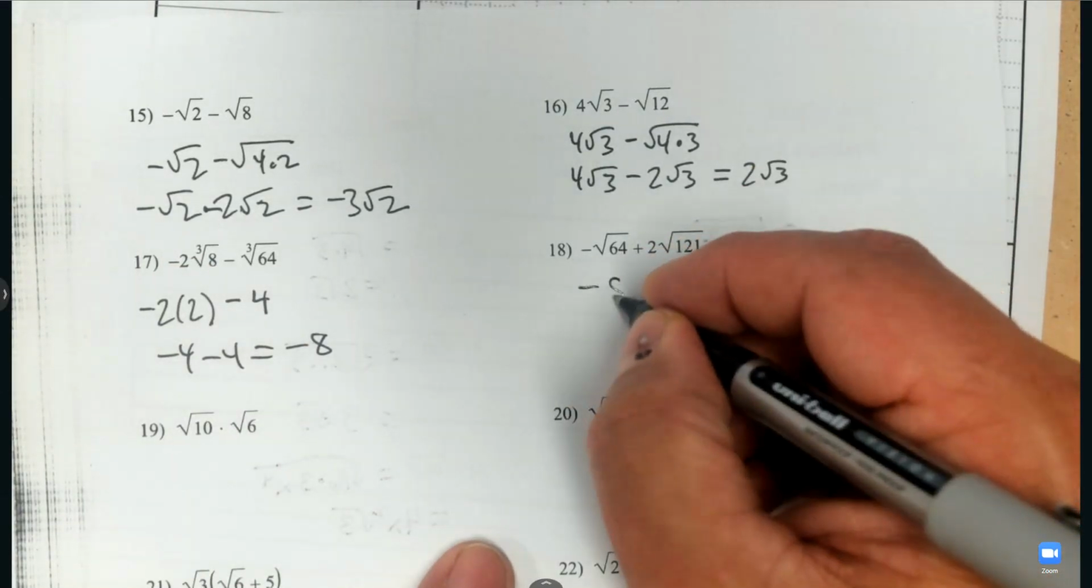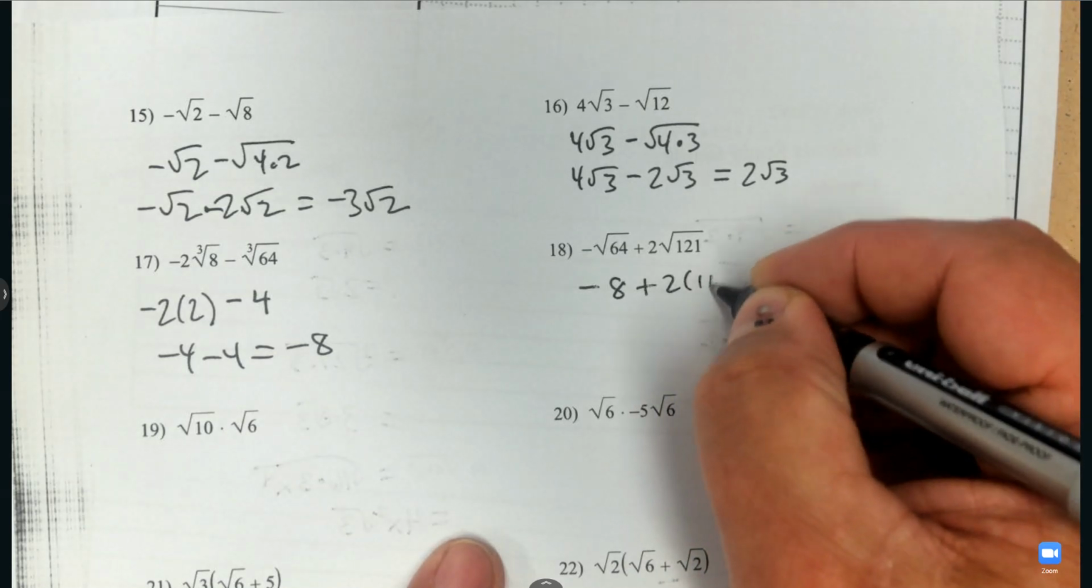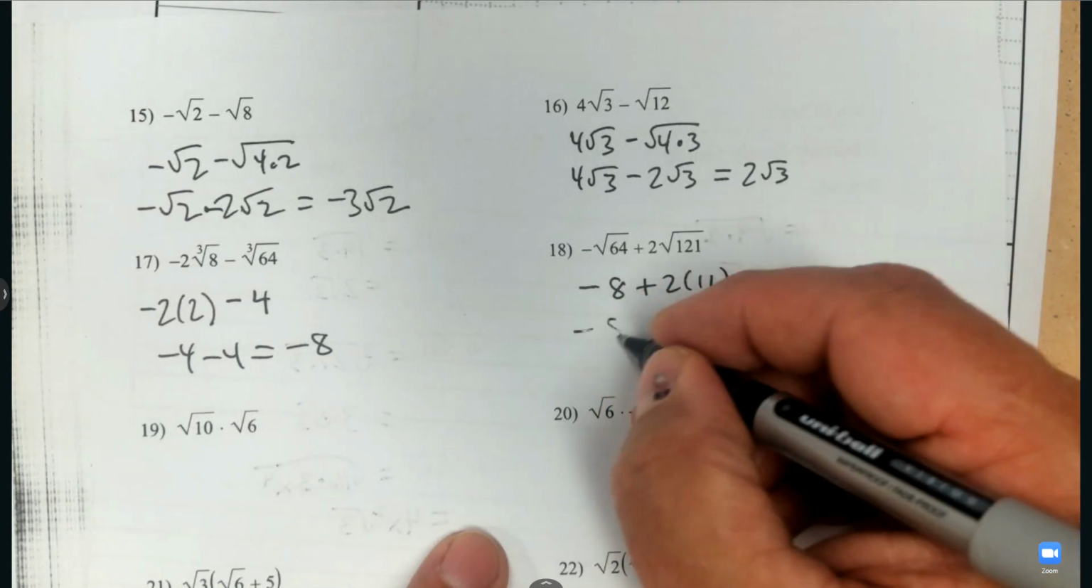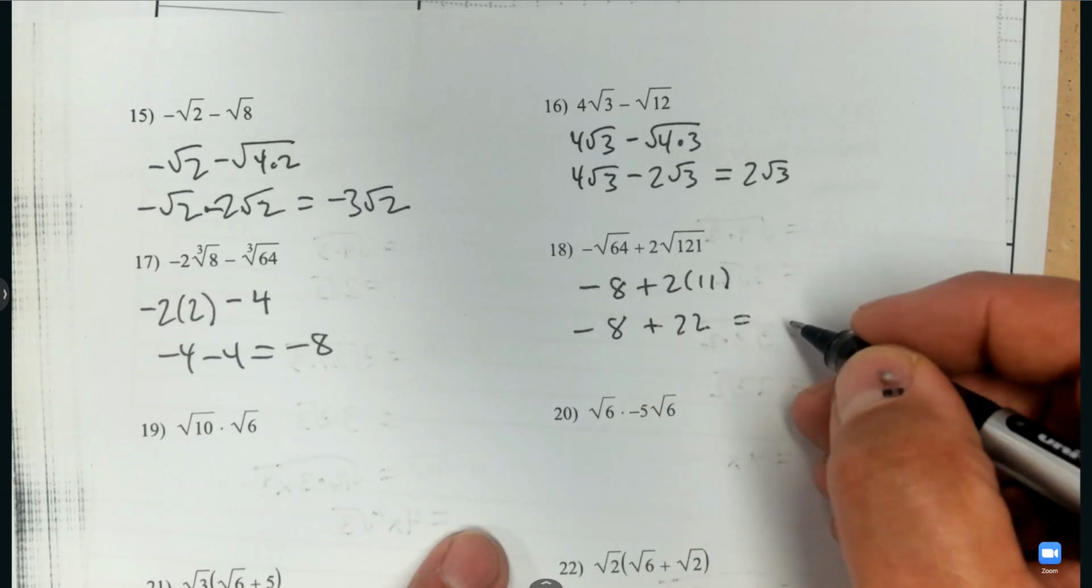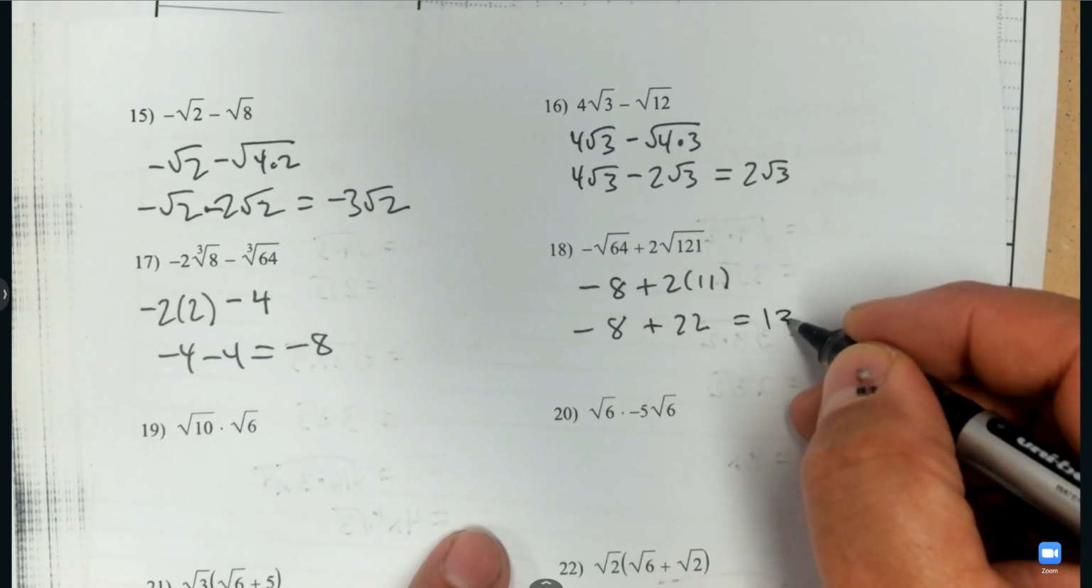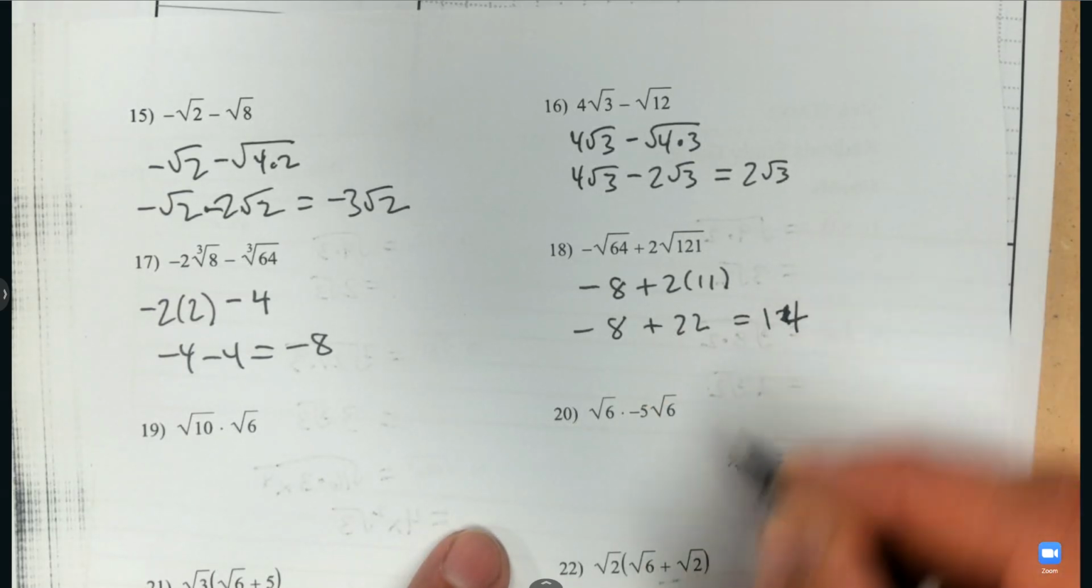Here, the square root of 64 and the square root of 121, and then negative 8, and then 2 times 11, and then 22 take away 8. That is 14.